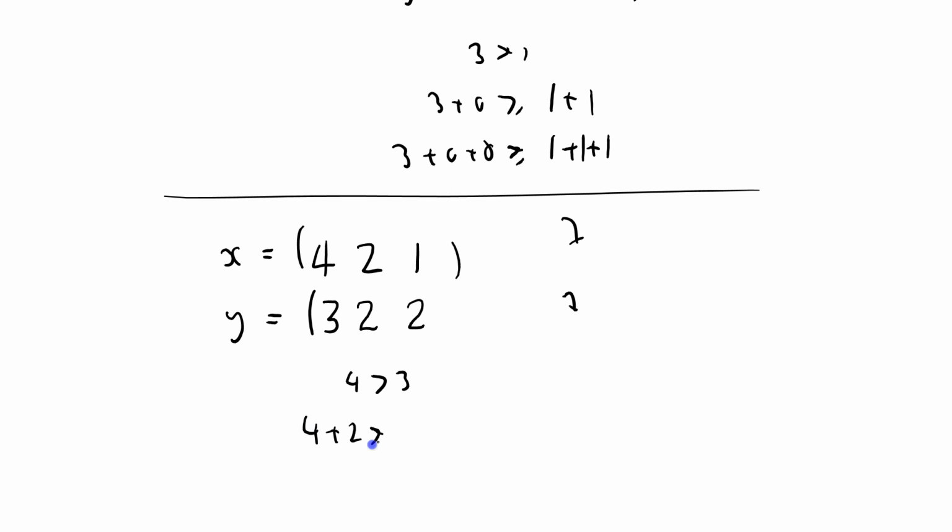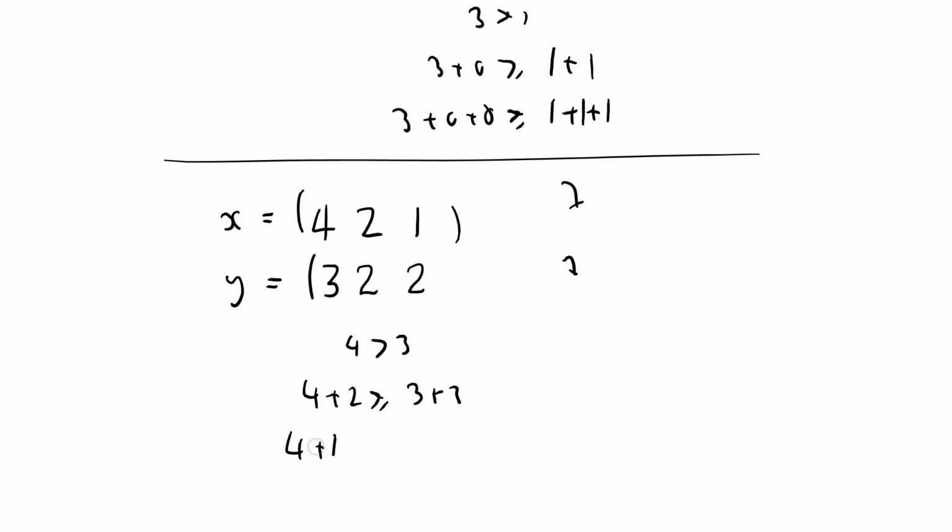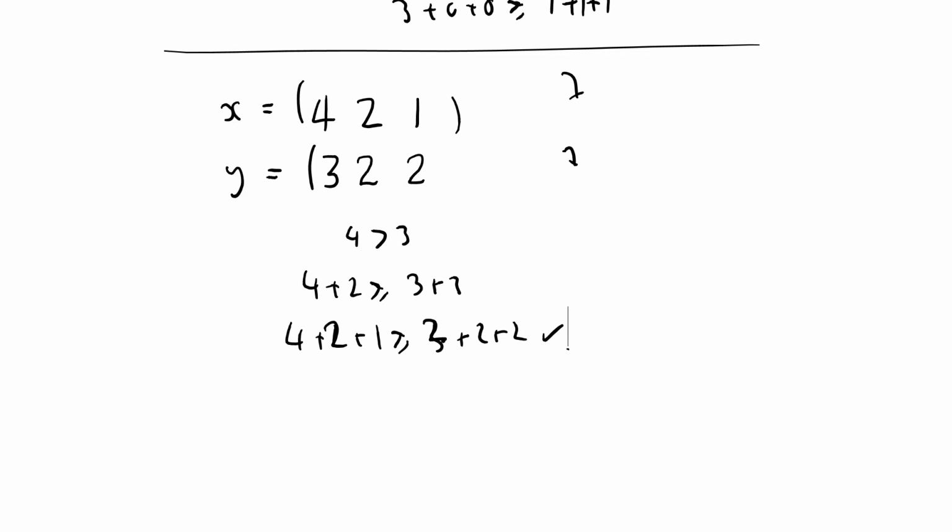4 plus 2 is greater than or equal to 3 plus 2, so the first 2 of x is bigger than the first 2 of y. And 4 plus 2 plus 1 is greater than or equal to 3 plus 2 plus 2. So that majorizes that. Okay, I'm going to stop there. That's majorization, and we're going to need it in subsequent screencasts, so I'm going to stop there.